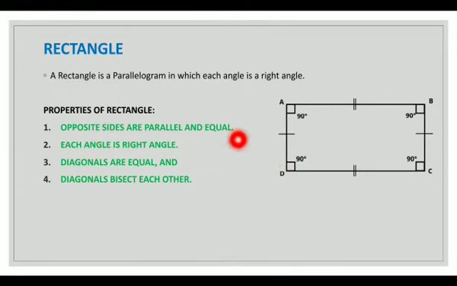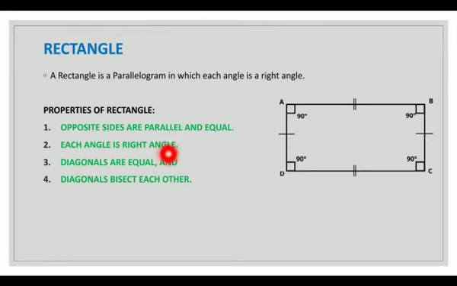First one, opposite sides are parallel and equal. Which are the opposite sides? AB is opposite to CD and AD is opposite to BC. The first property says opposite sides are parallel and equal, which means AB is parallel to CD and AD is parallel to BC, and they are equal, which means AB is equal to CD and AD is equal to BC.